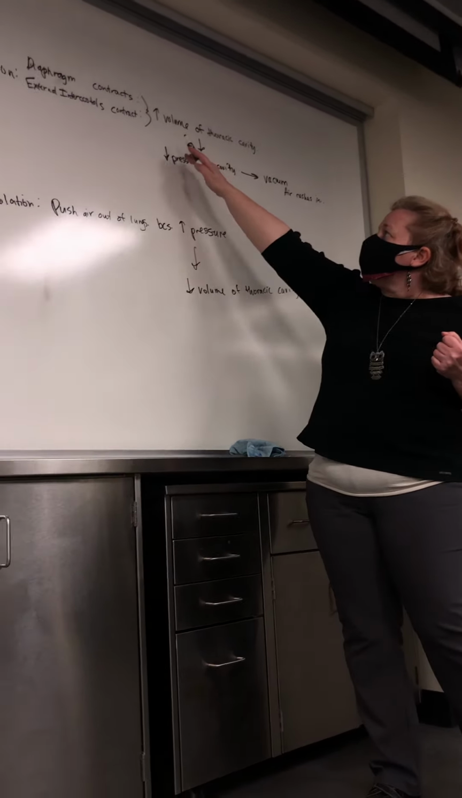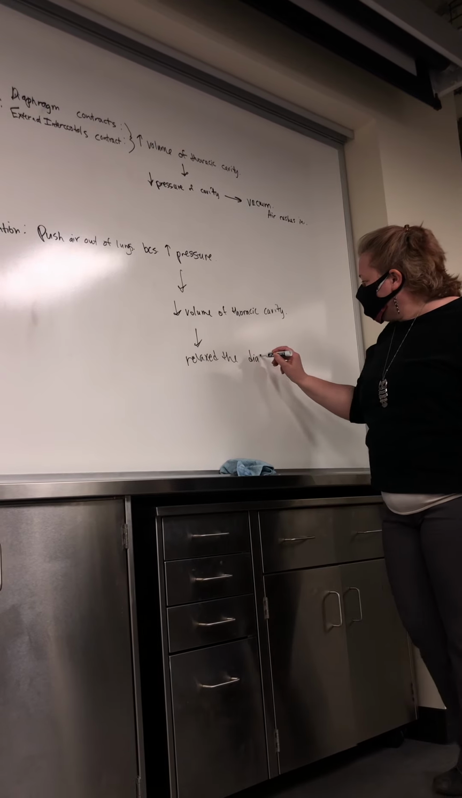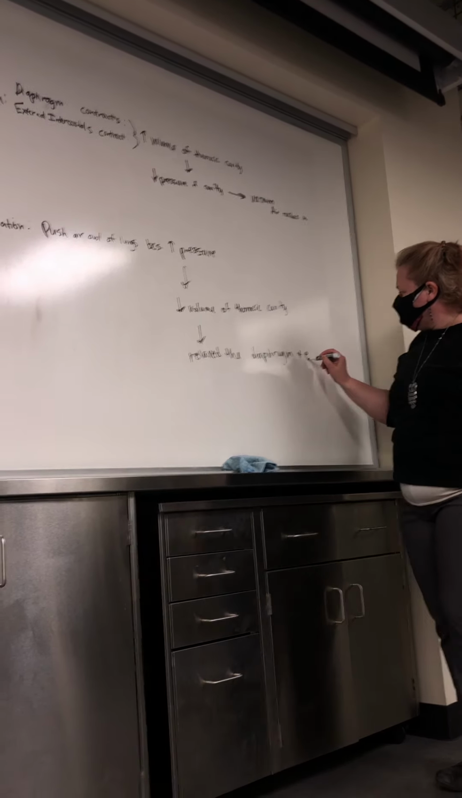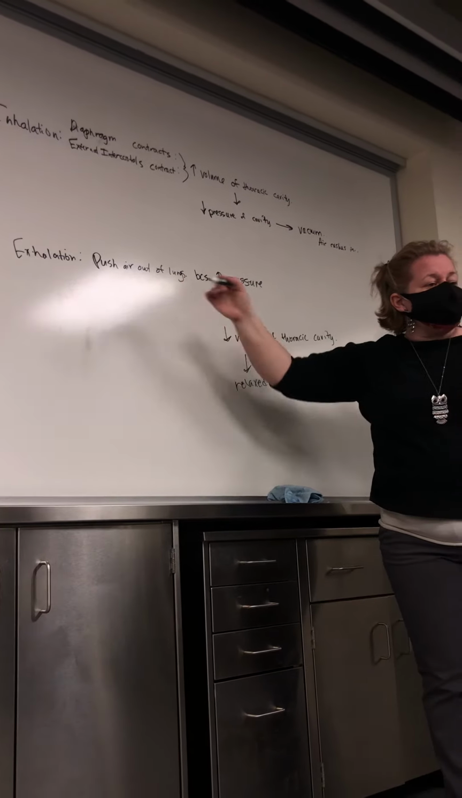So we decrease the volume of the thoracic cavity by relaxing the diaphragm and the external intercostals. Since that decreased the volume of the thoracic cavity, it increased the pressure, and air was pushed out of the lungs.